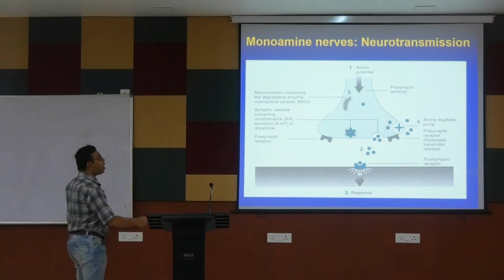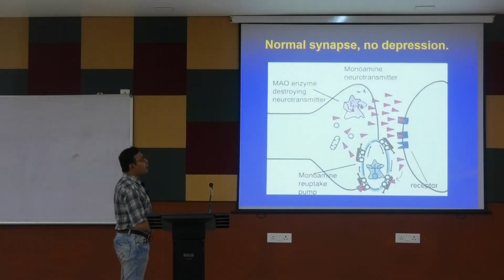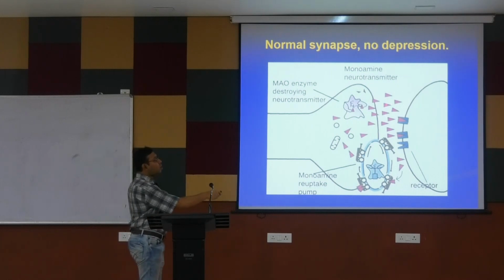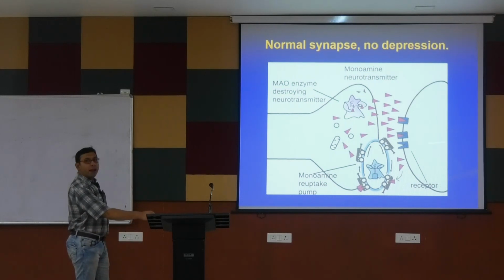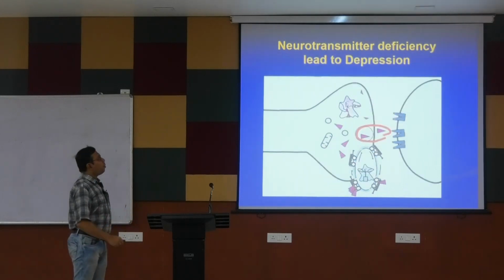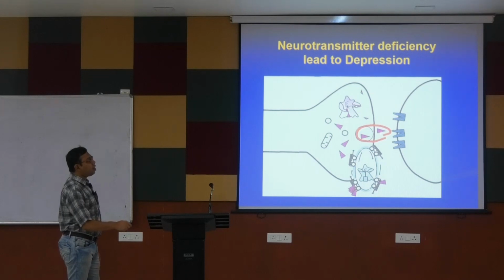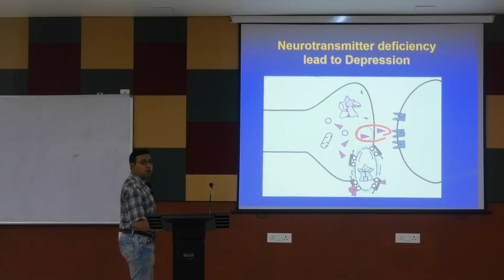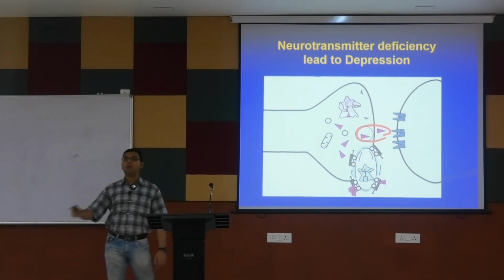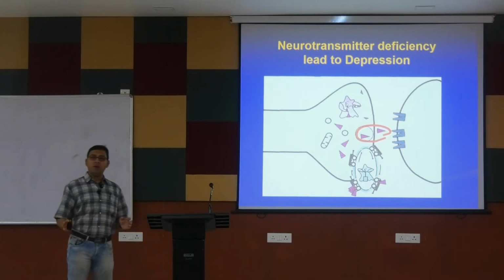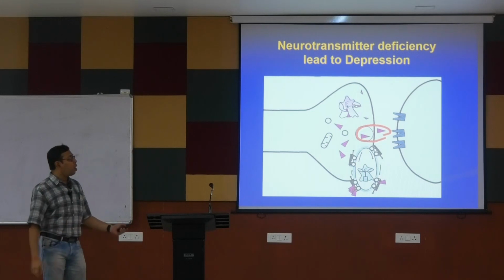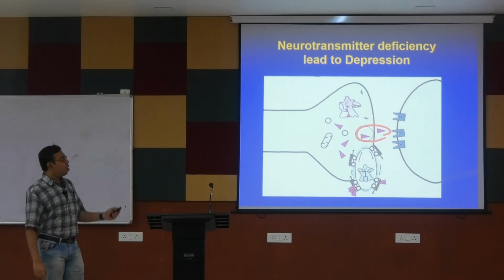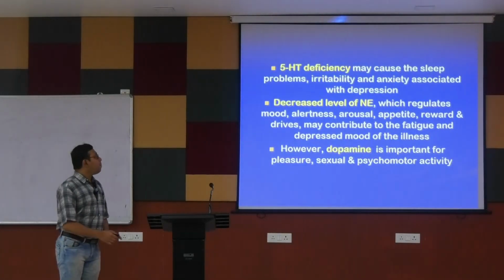When there is a normal synapse, these red ones are the monoamine neurotransmitter, there is no depression, and all of them can act on their receptors. But when there is deficiency, you can see these red ones are very few. So there is less neurotransmitter in the junction, there may be myriad reasons, and ultimately there is less binding of this neurotransmitter on the postsynaptic receptors. So that leads to depression.